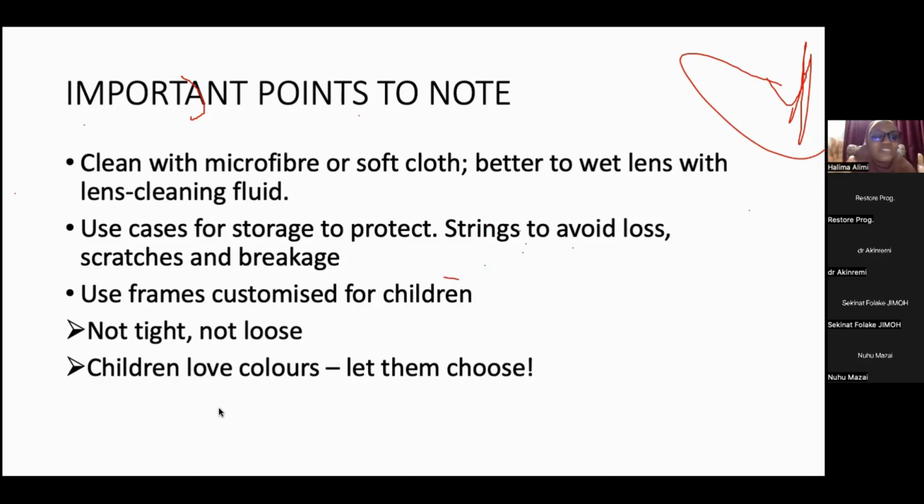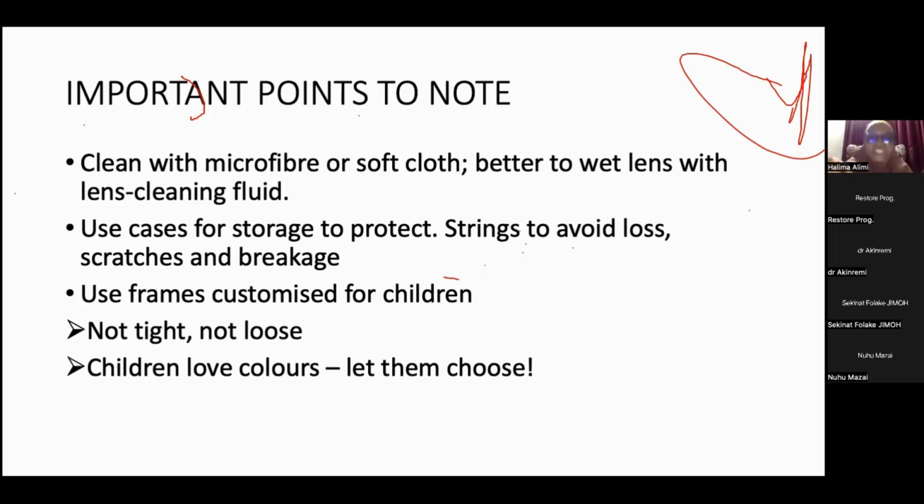And then I also want to say, parents, please, children love colors. And they're the ones who will use the frame. They're the users. Let them choose their colors. So children are more excited about complying with using their frames when they participated in choosing. The child wants a pink frame, please let them have a pink frame. They feel good about what they're wearing.